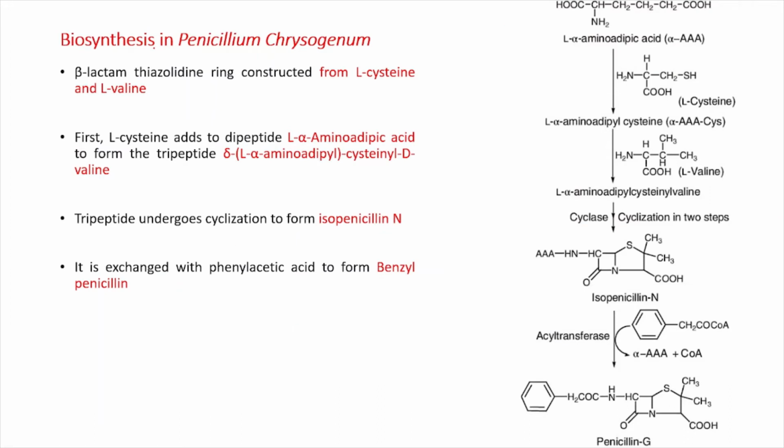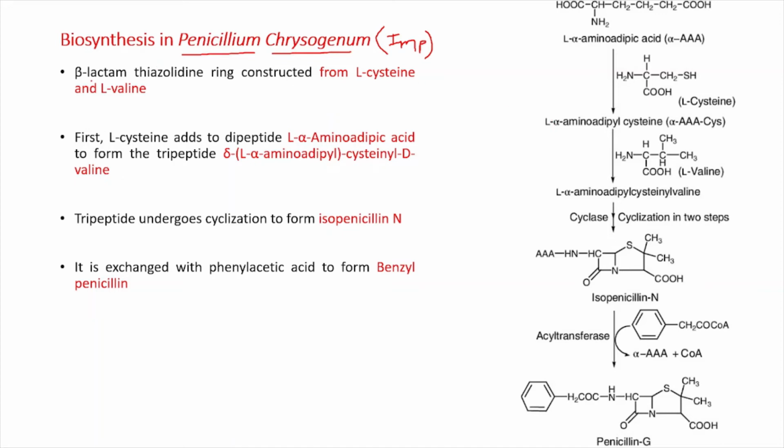Now let us look at how penicillin G is biosynthesized within the cells of the fungus Penicillium chrysogenum. This slide is very important. We are talking about the biosynthesis of penicillin G only because it is the most common penicillin. Other penicillins are also synthesized in more or less the same way.